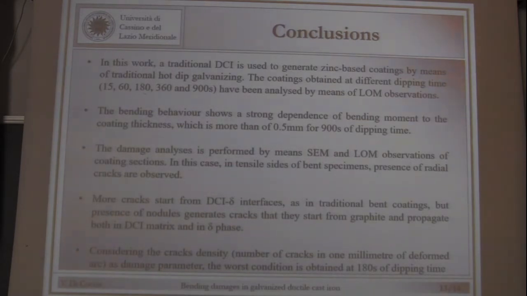So this is the conclusion. We summarize what we saw in this work. We used different times in order to evaluate the kinetics of deformation. The kinetics of coating growth is very, very high because of the presence of silicon. The bending test confirmed that we have a stronger behavior for 900 seconds dipping time, and this is due to the high values of thickness. The observation shows the presence of cracks inside the coating, which mainly affect the brittle phases, delta and zeta, characterized by high iron content in terms of chemical composition.